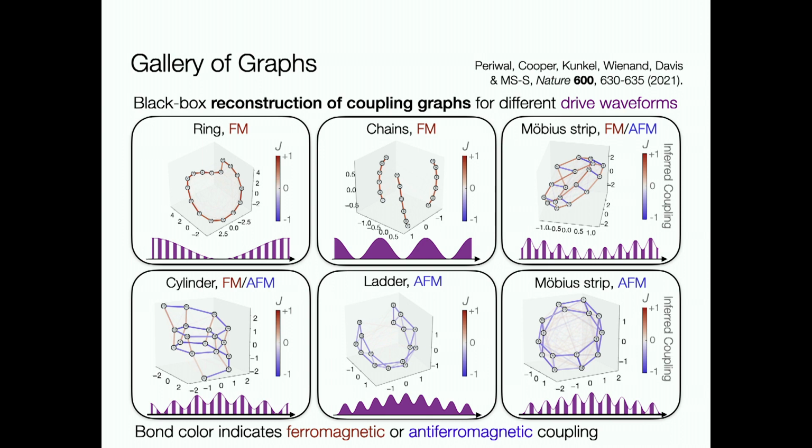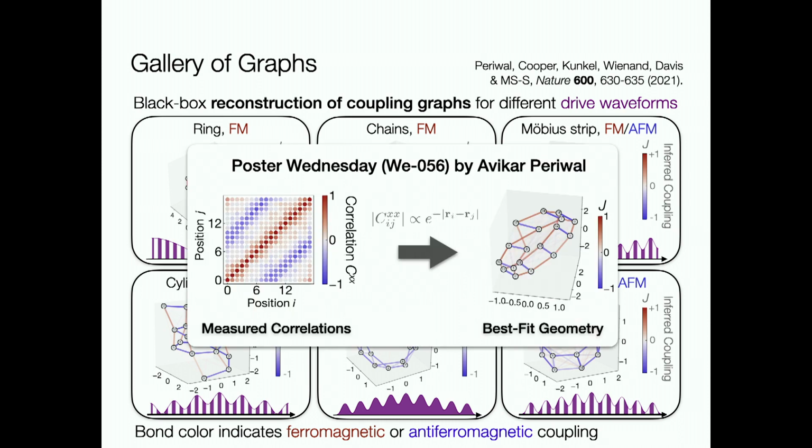Okay, so these illustrations here are a reconstruction of some effective geometry of our system directly based on the measured correlations. Points that are close together indicate sites that are interacting strongly and hence strongly correlated when we measure spin correlations in the system. And if you want to know more about exactly what goes into reconstructing these pictures, I'll refer you to a poster on Wednesday by Avakar Parawal.